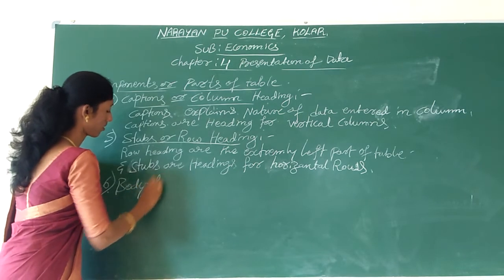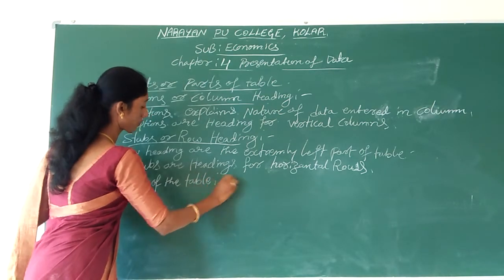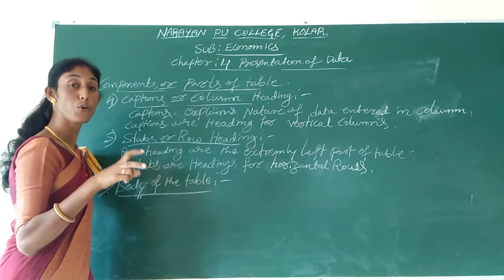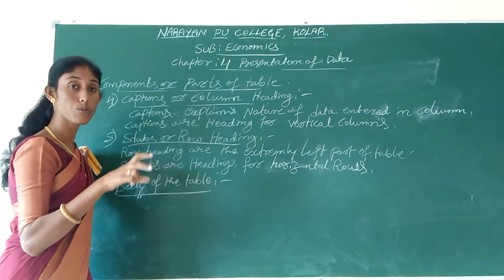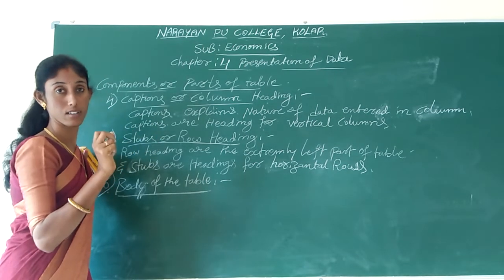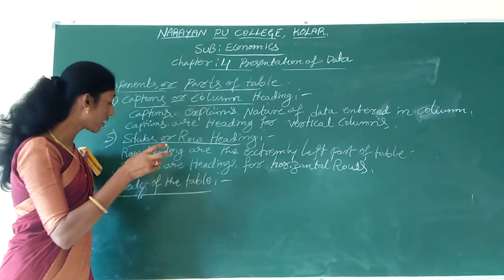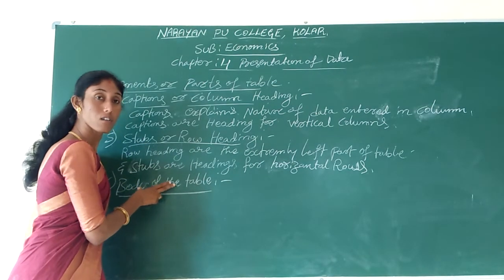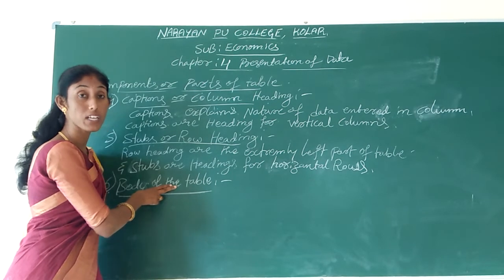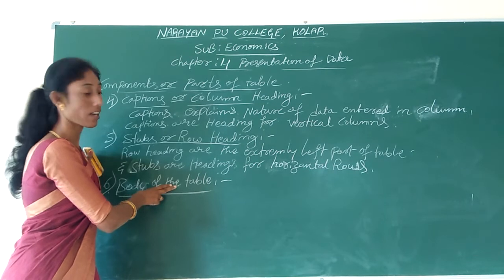Body of the table. Here, the body of the table consists of the numerical values of the data which we have collected. All the numerical values of the data which we have collected, that is nothing but the body of the table. Here, the body of the table represents the numerical values.